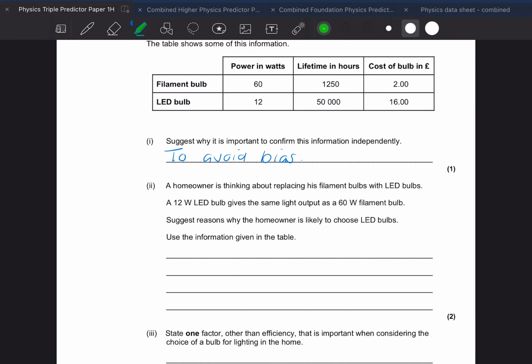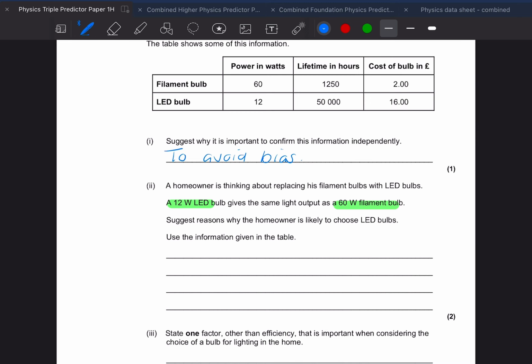Ooh, another calculation. So a homeowner is thinking about replacing filament bulbs with LED bulbs. A 12-watt LED bulb gives the same amount of light output as a 60-watt filament bulb. It's not a calculation. Suggest reasons why the homeowner is likely to choose LED bulbs. 2 marks. We need 2 reasons going on there, and we need to use information from the table. So we can't just say things from our knowledge. We have to use this information. So let's have a look. Why is the LED better than the 60-watt filament?